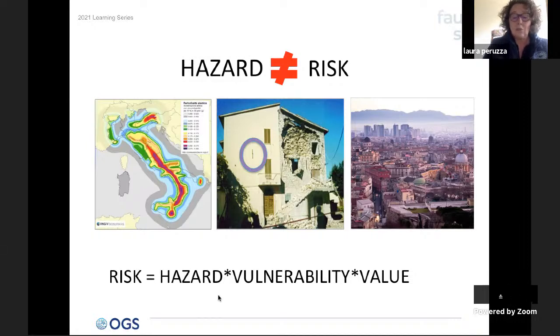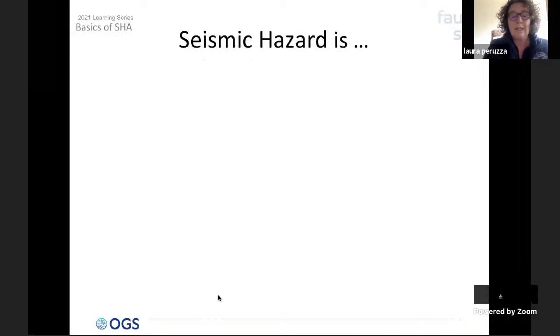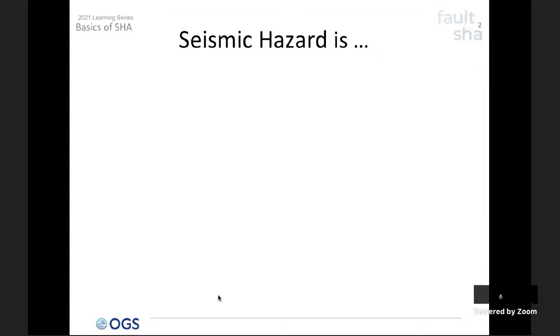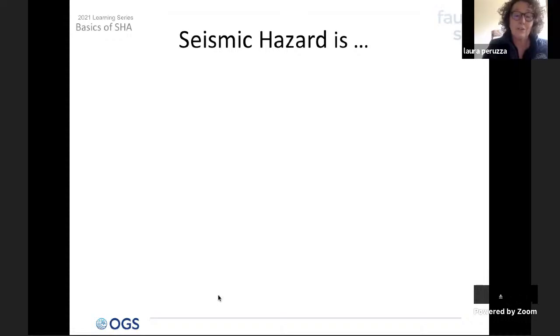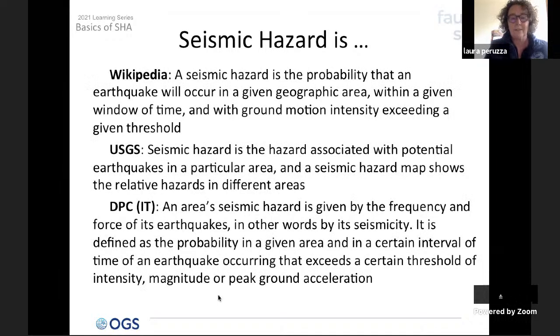But do we really have a definition for seismic hazard, instead of simply saying it is a component of the risk? Well, I tried to collect some definitions that are available in various sources, and I will comment on them with you. And perhaps at the end you will have some additional suggestions for a definition of what seismic hazard is.